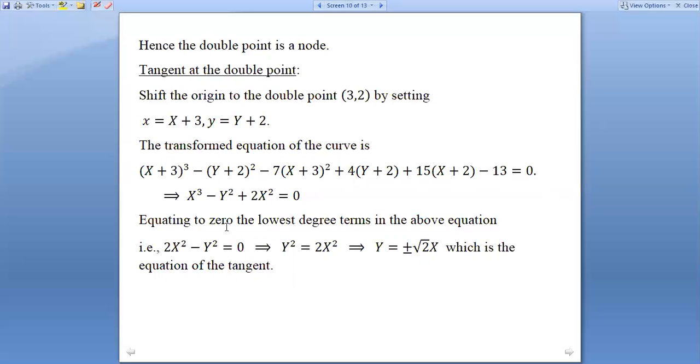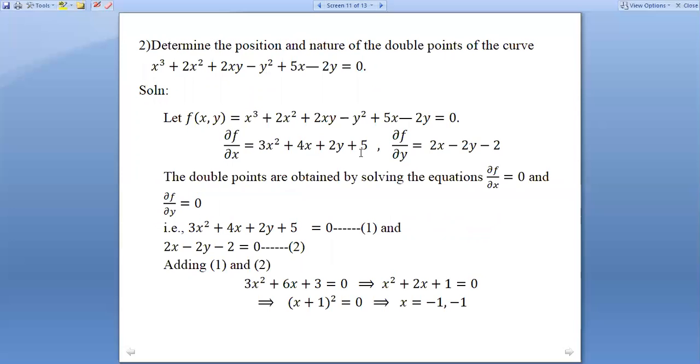Now we have to equate the lowest degree terms to 0. So equating the lowest degree terms, 2x square minus y square is equal to 0, or y is equal to plus or minus root 2 x, which is the equation of the tangent at the point (3, 2).